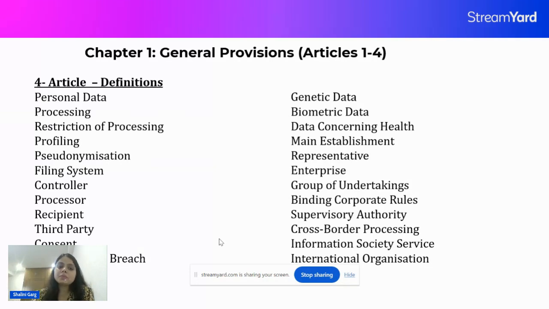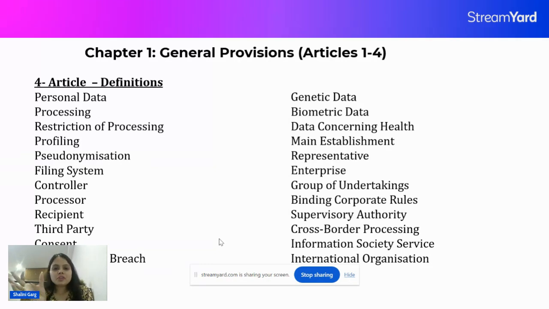Now the next definition would be processing. Very easy, and it can apply anywhere, meaning even touching the data means processing. The definition says any operation performed on the personal data. Anything performed on the personal data: if I am collecting the data, recording, organizing, storing, adapting, doing any alteration or change in the data, or retrieval of data, or use, disclosure, dissemination, the list is very long. But in crux, I can say that even touching of data will amount to processing, and the GDPR would be applicable. I hope it's clear.